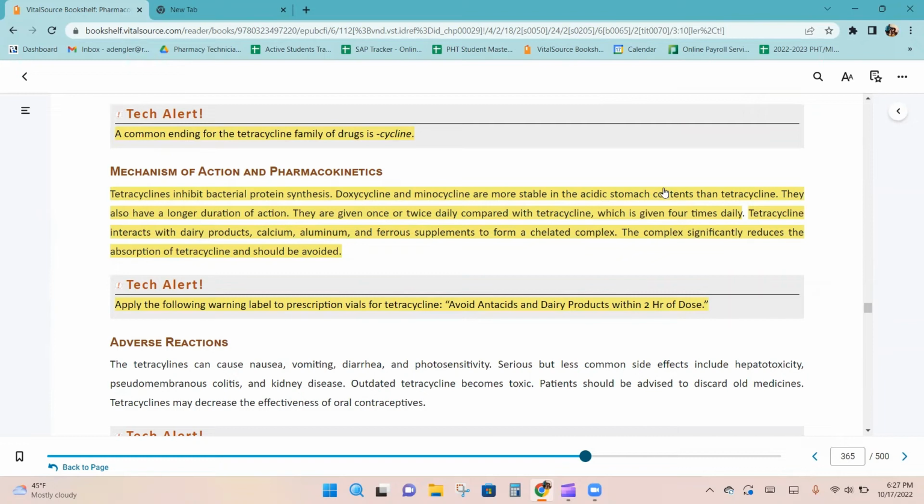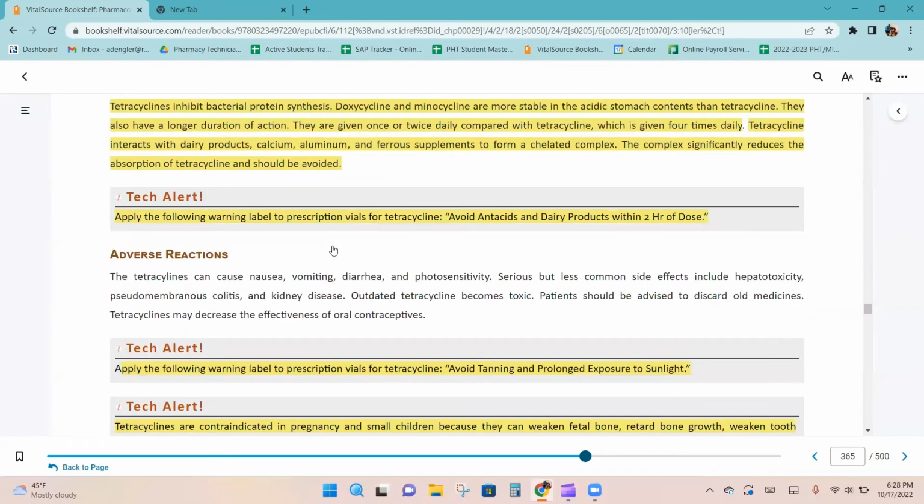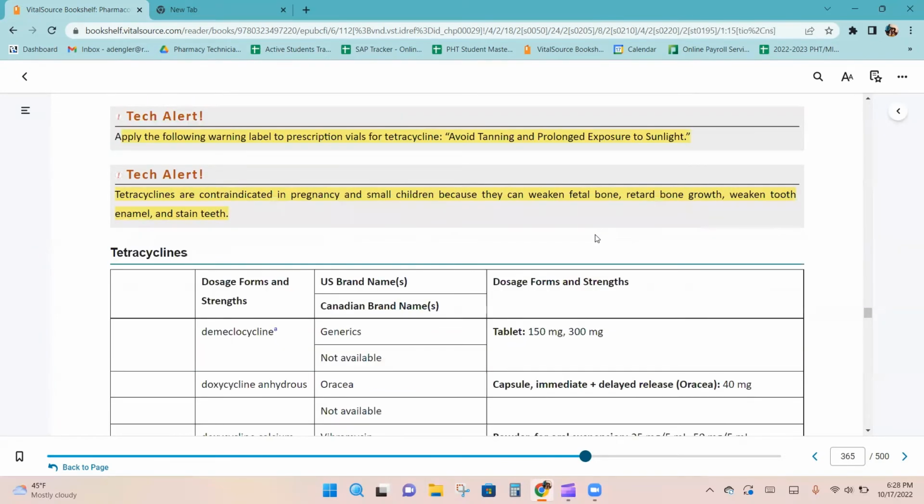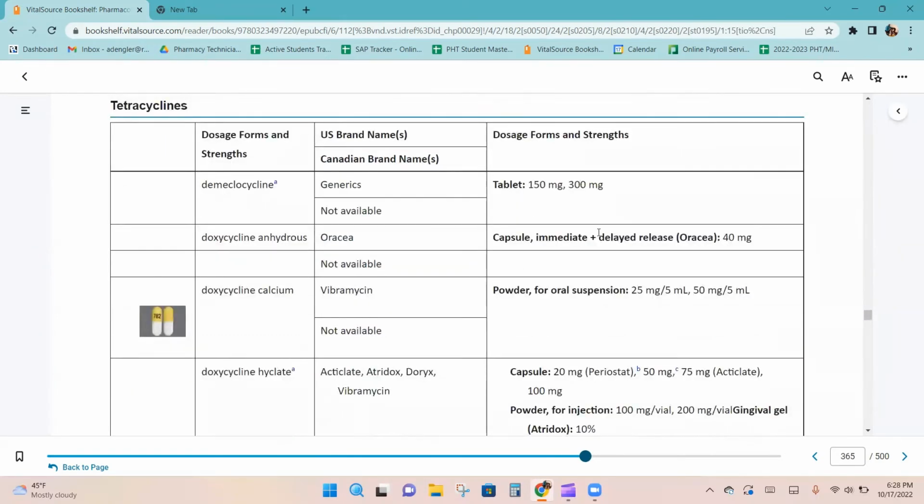Doxycycline and minocycline are more stable in the acidic stomach contents than tetracycline. They also have a longer duration of action. They're given once or twice daily, compared with tetracycline, which is given 4 times daily. Tetracycline interacts with dairy products, calcium, aluminum, and ferrous supplements to form a chelated complex. The complex significantly reduces the absorption of tetracycline and should be avoided. Apply the following warning label to prescription vials for tetracycline: avoid tanning and prolonged exposure to sunlight. And then we have our chart with them on here.